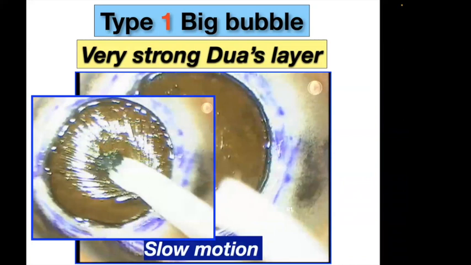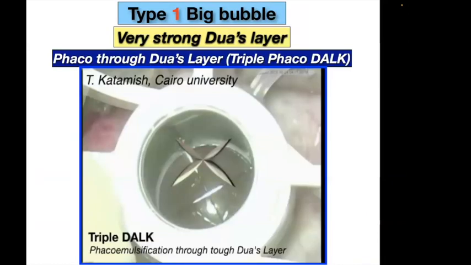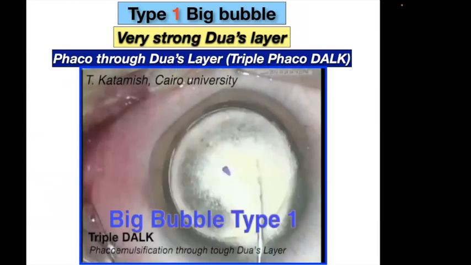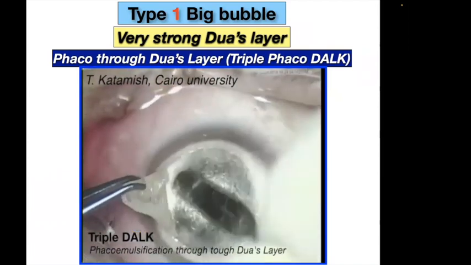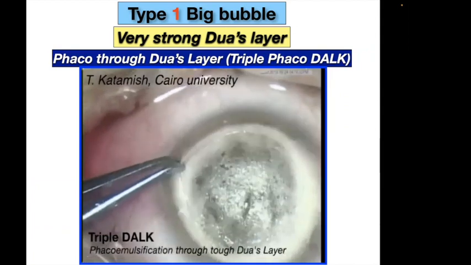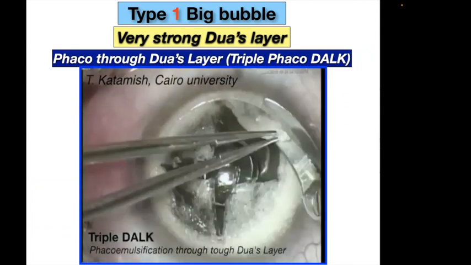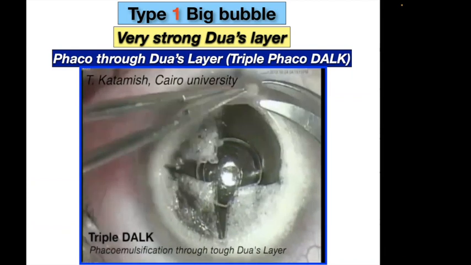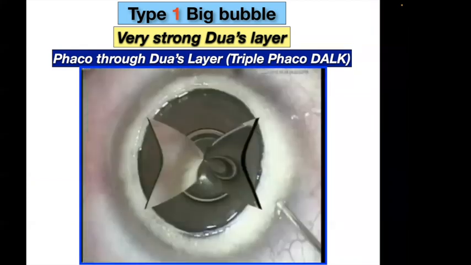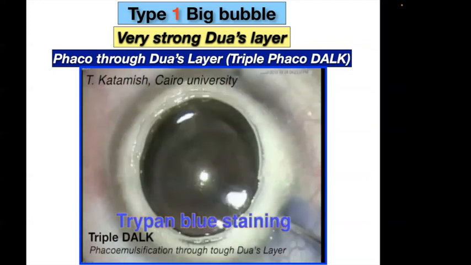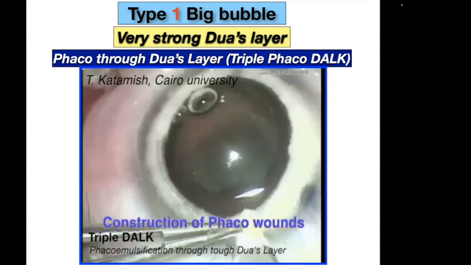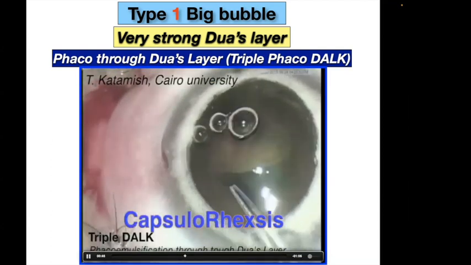So this strong behavior of dua layer allows me to do phacoemulsification through dua layer. This is a very unique example of a combined case of keratoconus and cataract. I'm doing first the big bubble type 1, and then making stromal dissection, Brave slash, cutting the stroma, and after finishing with the big bubble DALK, I will start to do phacoemulsification. Due to the very tough properties of dua layer, it encouraged me to do phacoemulsification through this layer, making the capsular staining, injection of Healon, and construction of the wound, and making capsular X's.